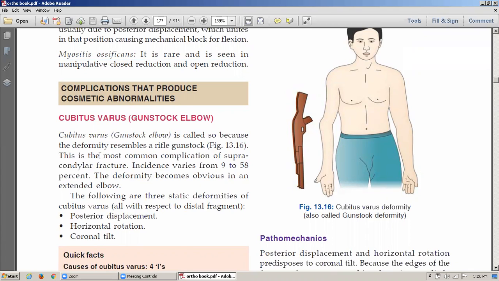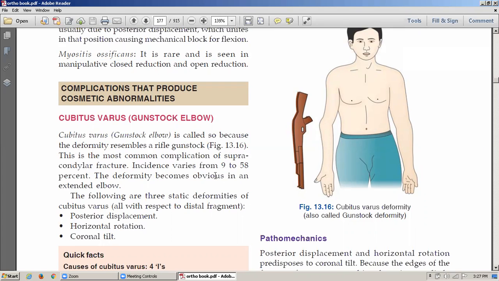Complications that produce cosmetic abnormalities: first is cubitus varus, also called gun stock deformity. This is the diagram of the cubitus varus deformity. It is called so because the deformity resembles a rifle gun stock, and this is the most common complication of supracondylar fracture.